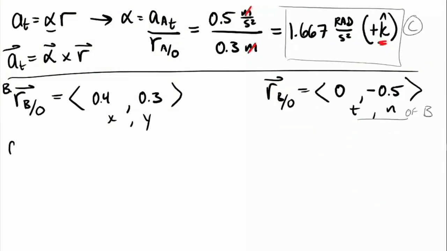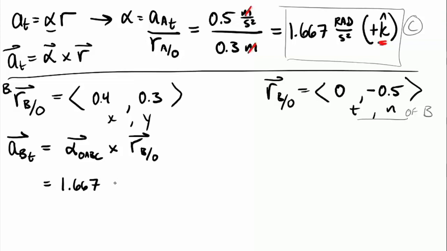Let's go ahead and solve for the A, B sub T. My acceleration at point B tangential is equal to alpha of the body of OABC as a vector crossed with R of B relative to O. So let's put in these numbers. 1.667 in the K hat crossed with, I'll go ahead and write the I hat, J hat version just so we see all the unit vectors, 0.4 in the I hat plus 0.3 in the J hat.